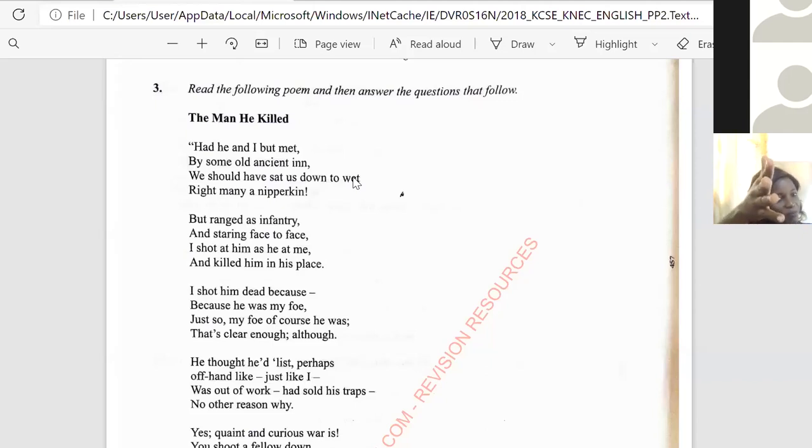Look at the way he approaches the poem. From the beginning, it's the man he killed. He is reflecting on what he did. That's why I told you it is important to read the title. It gives you a clue.